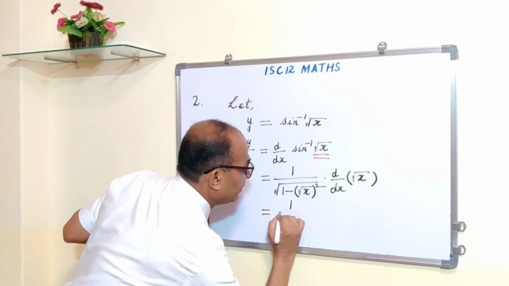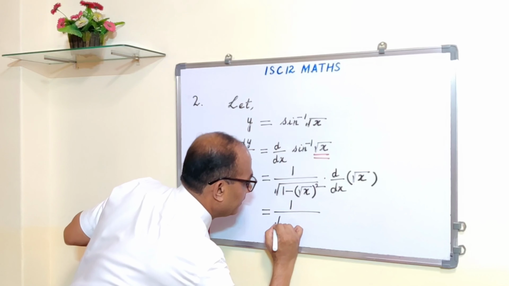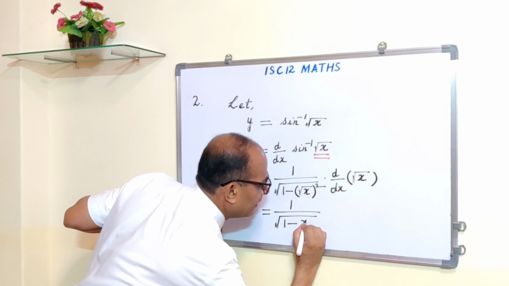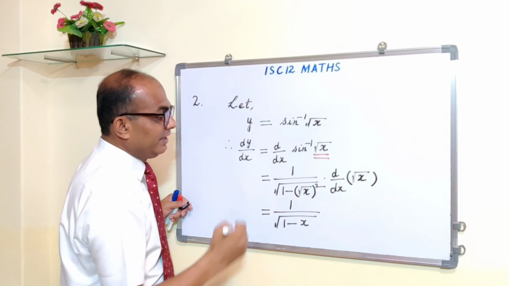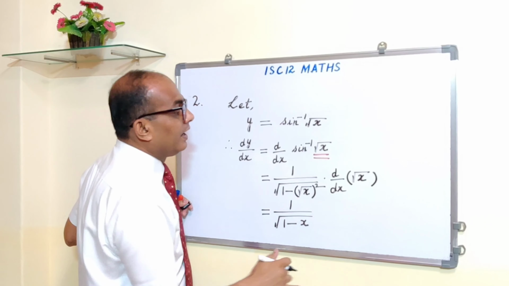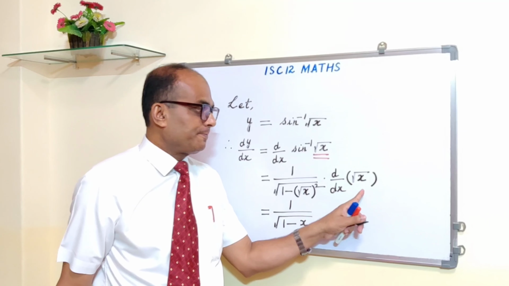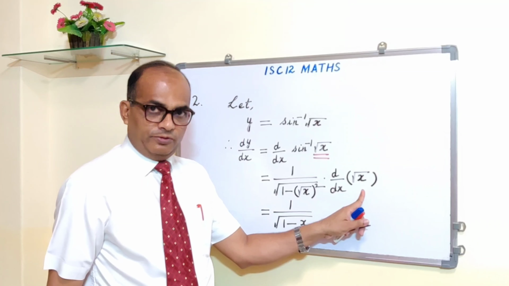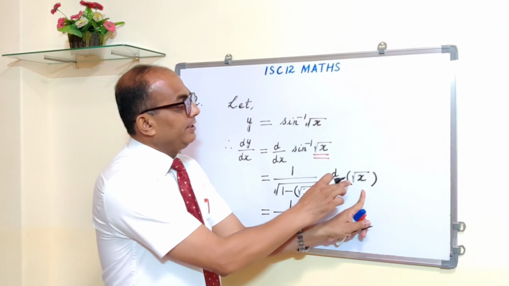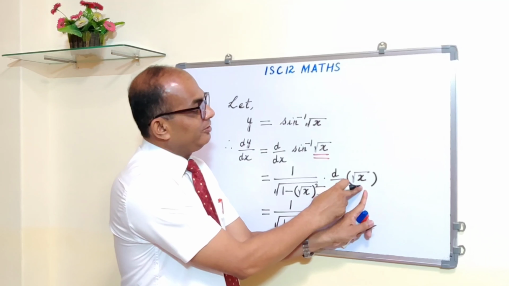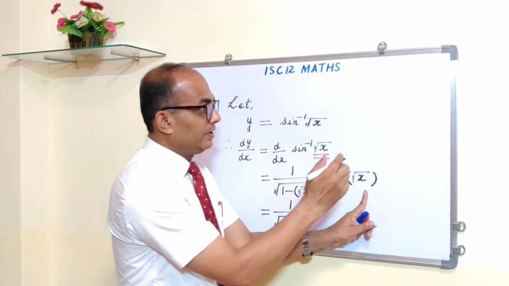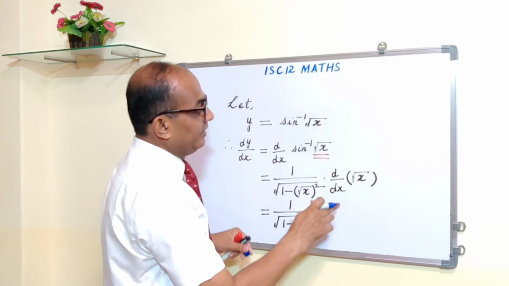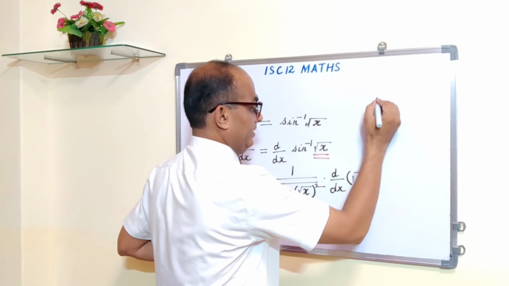And this is equal to 1 over root 1 minus x, because root x square is x. Fine. And d/dx of root x, directly you can write down 1 upon 2 root x if you understand. Otherwise you can apply the formula d/dx of x raised to the power n, n is half. Alright, like this.